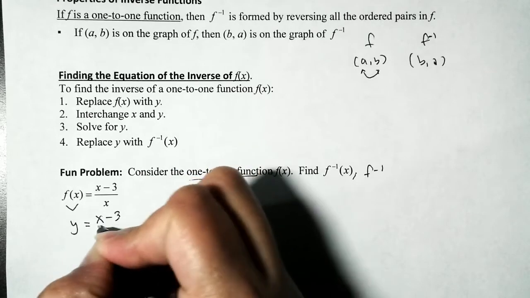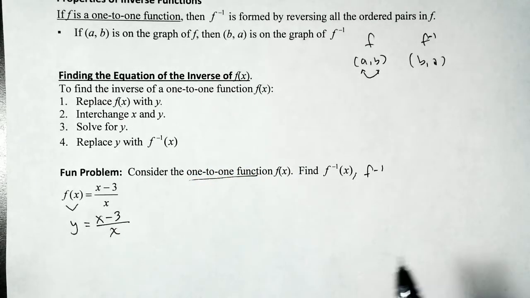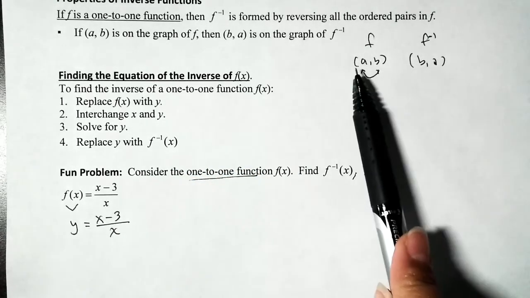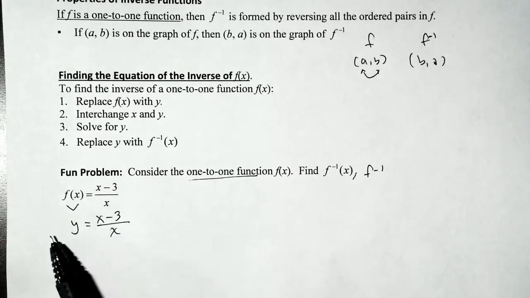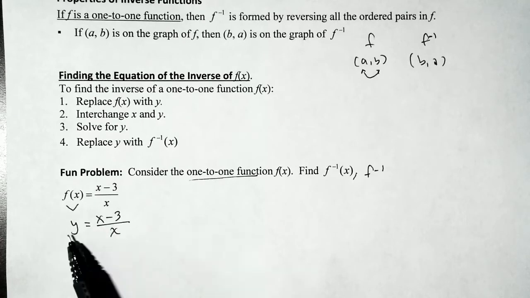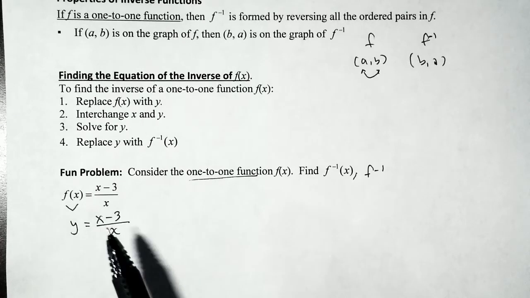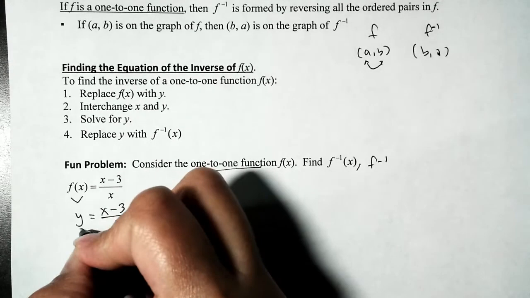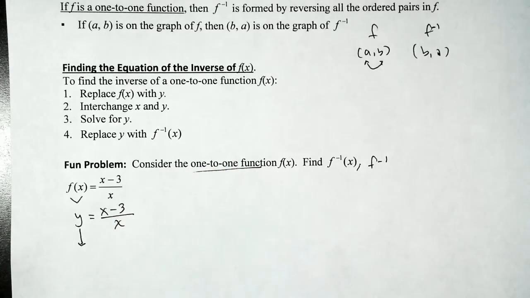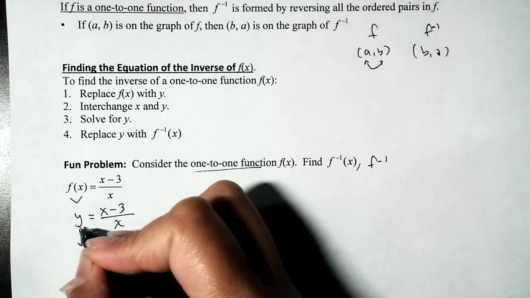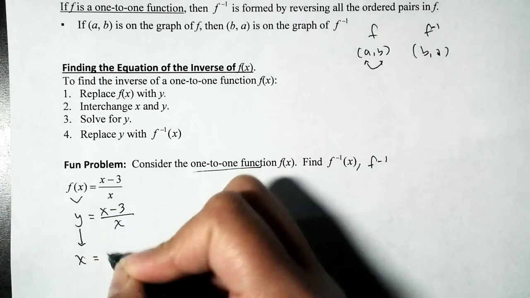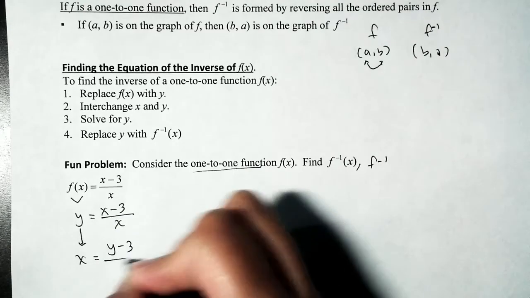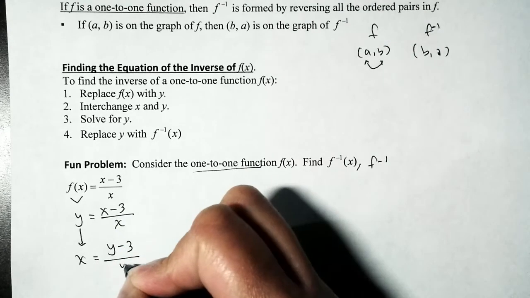So far so good. Now bear in mind, to find the inverse, we're just going to reverse all the ordered pairs. So what are we going to do? We are going to switch places. We are going to reverse the ordered pairs by interchanging x and y. Wherever we have an x, we're going to replace it with y, and wherever we have a y, we're going to replace it with x. So we have x equals y minus 3 over x.